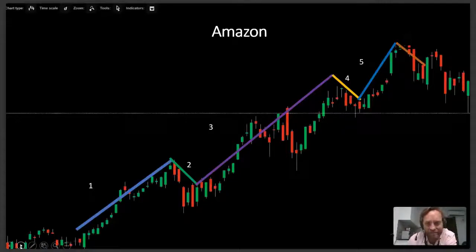We then have our corrective waves. We have a wave A, as the market starts to sell off. The last remaining bulls buy in, making wave B, before obviously the trend, wave C, kicks in, the bears take over and sell off the stock. So there we can see it. Wave 1, wave 2, wave 3, wave 4, wave 5, and wave A, B, and C, the corrective waves.